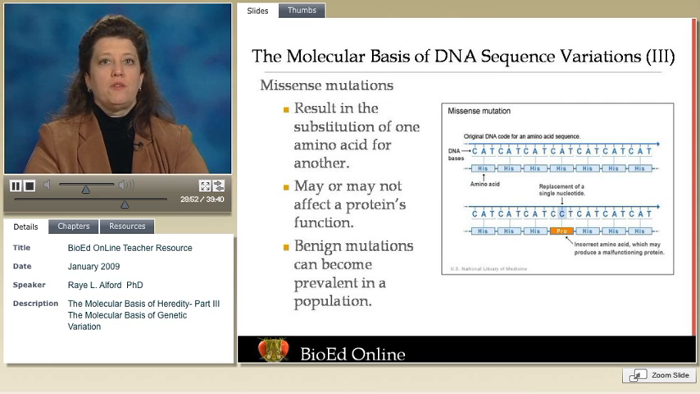Missense mutations result in the substitution of one amino acid for another in the sequence of a protein. Missense mutations can interrupt the functional capabilities of proteins in which they occur, or they may have no effect at all on a protein's function. Missense mutations that do not have pathological consequences can become frequent in the population because they are not selected against. Such mutations are typically called polymorphisms to distinguish their benign nature from that of pathologically significant mutations.